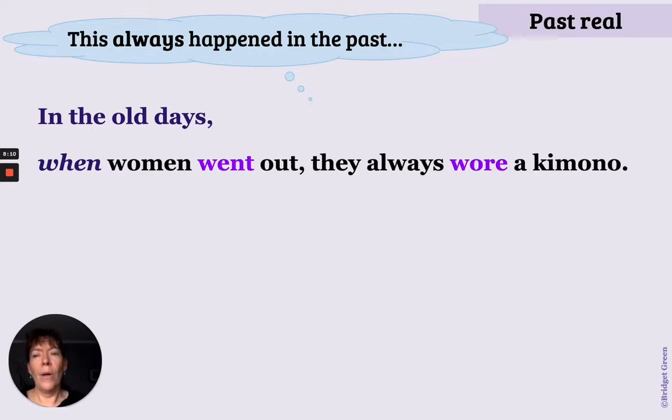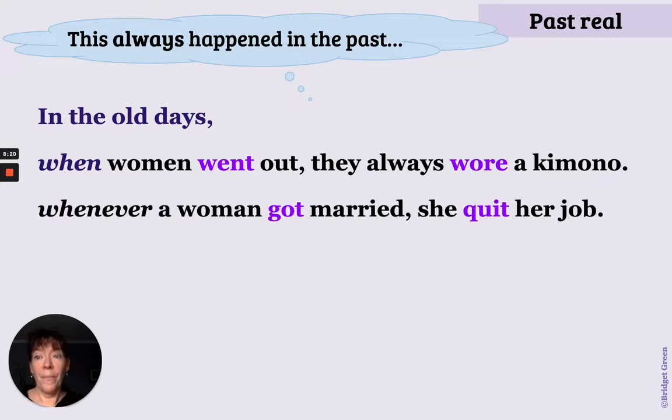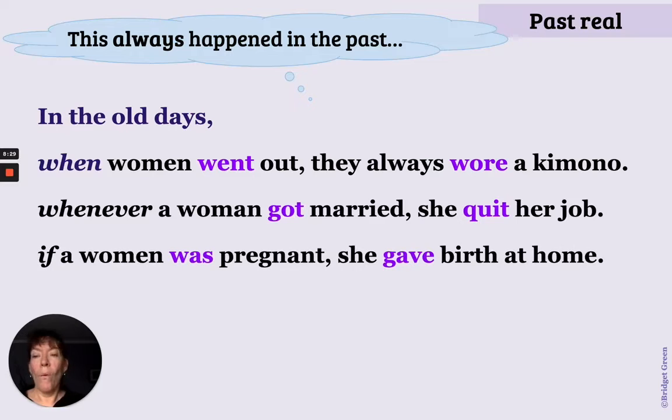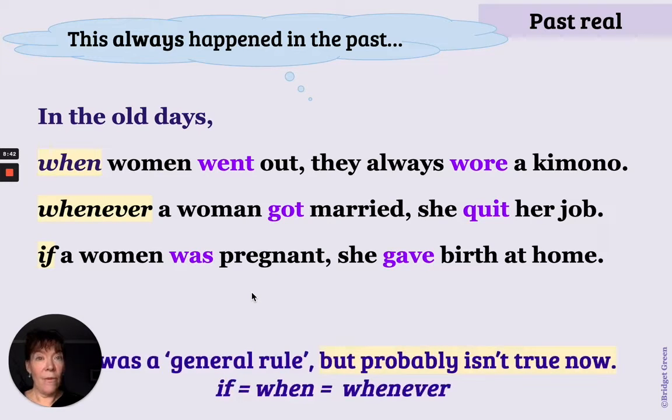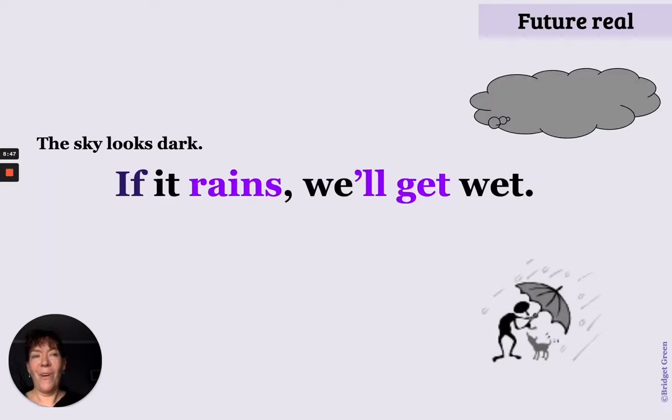For example, in the old days, when women went out, they always wore a kimono or yukata. It's not true anymore, right? Whenever a woman got married, she quit her job. Or in the old days, if a woman was pregnant, she gave birth at home. This is in the past, not true anymore. Notice when, whenever, and if we can use interchangeably with if. Right. Now let's talk about the future real.